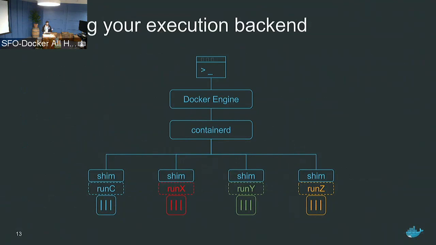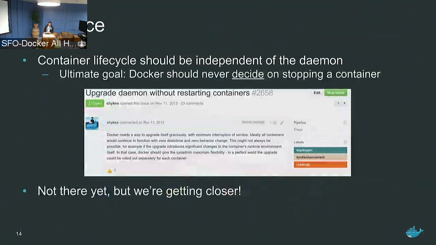So the next thing, Michael mentioned it already. It's pretty clear from the beginning that container lifecycle should be independent of the daemon, but so far that wasn't the case. Ultimately, the goal that we want is that Docker should never decide on stopping a container. This should be a user decision and never a system decision. So this is issue number 2000 something.